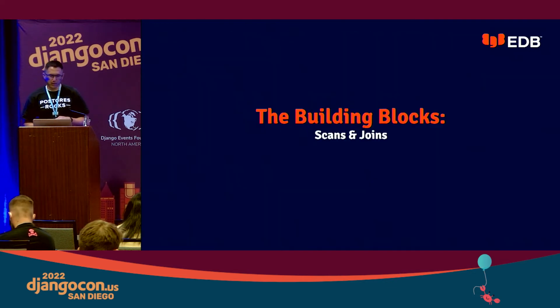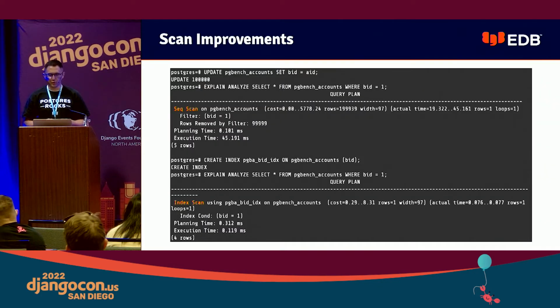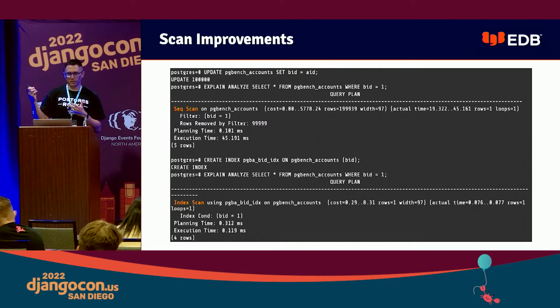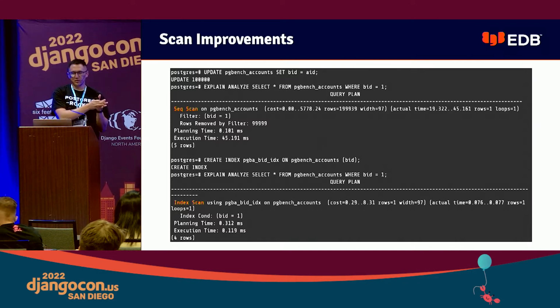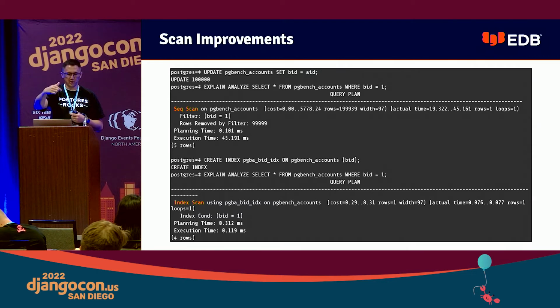So the building blocks of these explain plans: scans and joins. If you look at the pgbench accounts table, it is 100,000 rows, and all the BIDs are 1. Let's say I actually updated it so that the BID matches the AID, so then they're all unique. When I do explain analyze here, and I want just BID equals 1, I'm supposed to only find 1 row. Now the reason why you see a sequential scan in this output is because it doesn't know what is stored in the table.